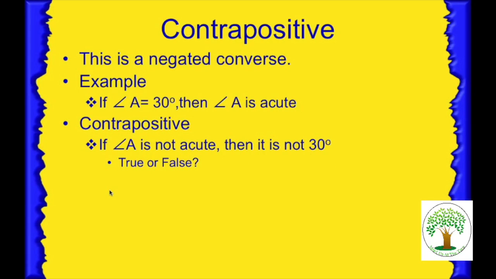Now, if you had the inverse of that, just negating it, when we did the inverse on the last one, was it true? The inverse was just if it's not 30 degrees, then it's not acute, which is wrong. That's not true, because if we had 45, it still could have been acute.